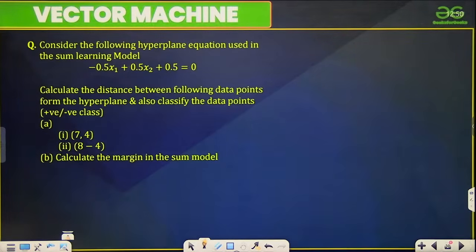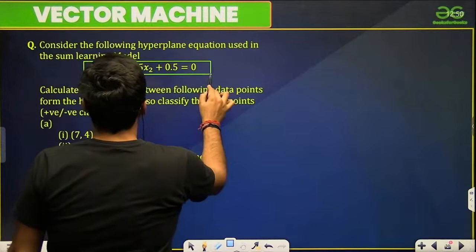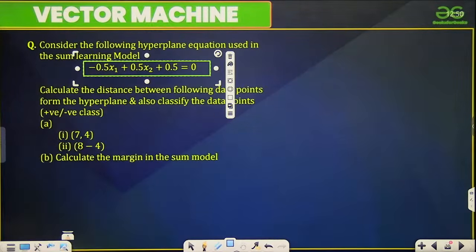How to solve this? See, we have this equation of the main hyperplane. Now what I have to do is calculate the distance between the following points and the hyperplane, and also classify the data points as positive and negative.